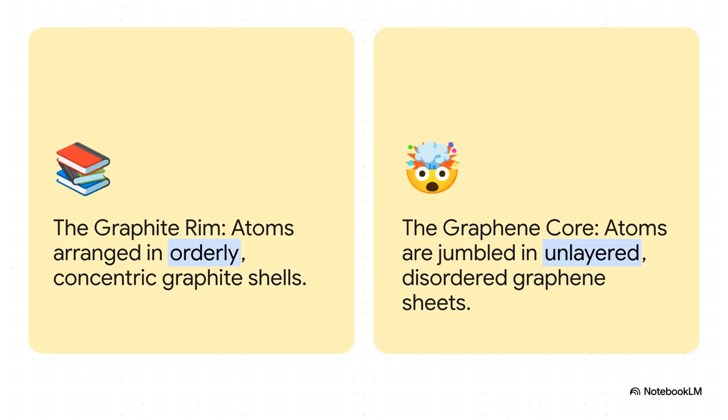And this is where it gets really weird. The outer layers, that rim, it's made of graphite. Think of it like a perfectly stacked pile of paper where all the atoms are in these neat, orderly sheets, totally predictable. But the core? Whoa, that's the mystery. It's made of what's called unlayered graphene. Instead of neat sheets, it's like someone took all that paper and just scrunched it up into a messy, jumbled ball. It's totally disordered. And nobody could figure out how nature could even make something like that.